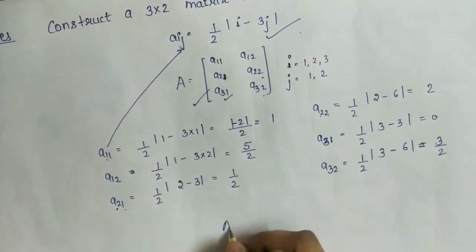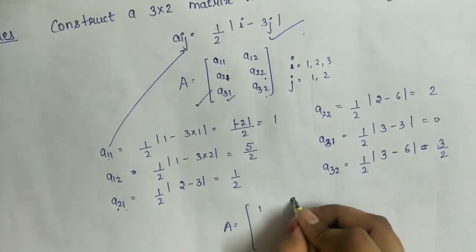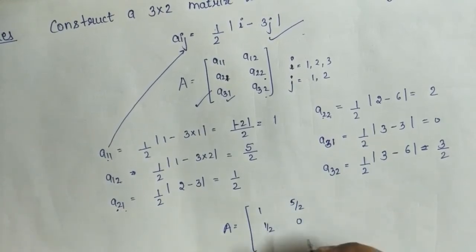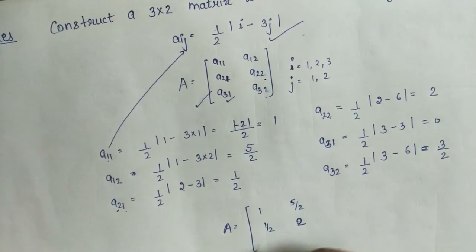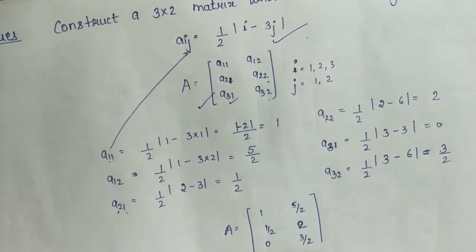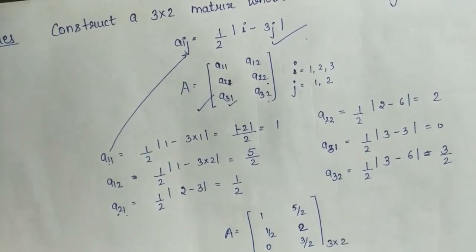Now put these values in this matrix. We get A is equal to 1, 5 by 2, 1 by 2, 2, 0 and 3 by 2. This is our required matrix of order 3 into 2.